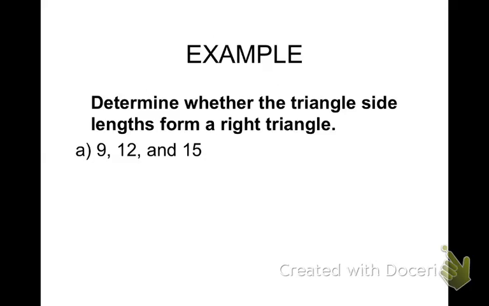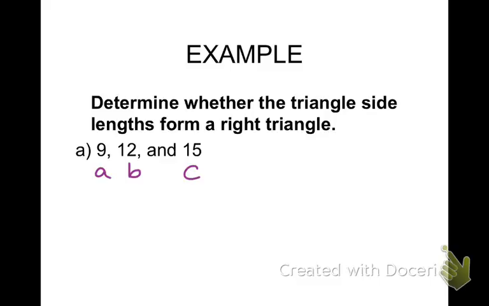Okay, so let's look at the first example. Here I have 9, 12, and 15. Determine whether the triangle side lengths form a right triangle. Well, the hardest part of this lesson is deciding which number should be the c. Why should it be 15? Because it's the largest side, and if c is our hypotenuse, that should be the largest side. So I'm going to make 9 be my a, 12 be my b, 15 be my c.